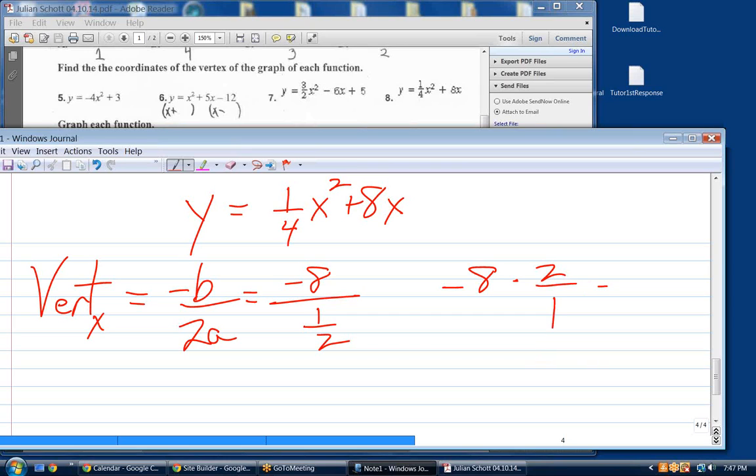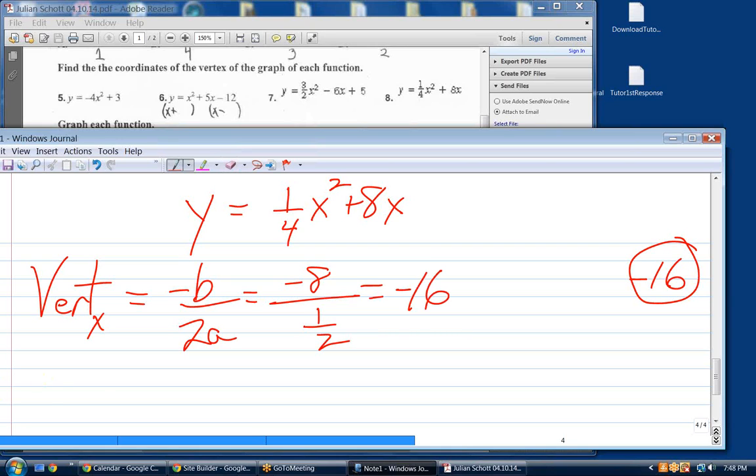Minus 16 over 1. Just minus 16. You don't put the 1 in there. The only reason I put it in there was because I had flipped 1/2, so I wanted to make it clear that you saw that 2 over 1 was the reciprocal of 1/2. So the x-coordinate is equal to minus 16.